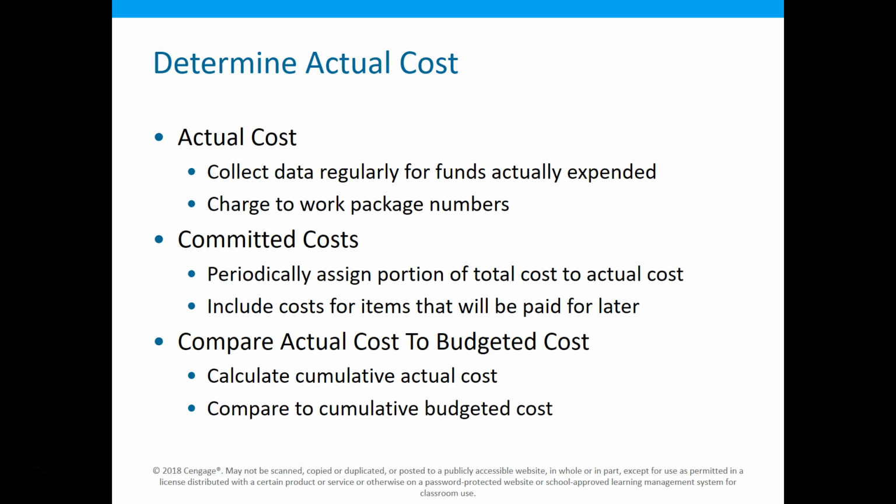So the accountants are putting in all these numbers. And what we want to do is be able to compare actual cost to our budgeted cost. So we can calculate that cumulative actual cost. Excel is our friend. We put in numbers. And then we can compare it, and we can see where we are in terms of a budget.